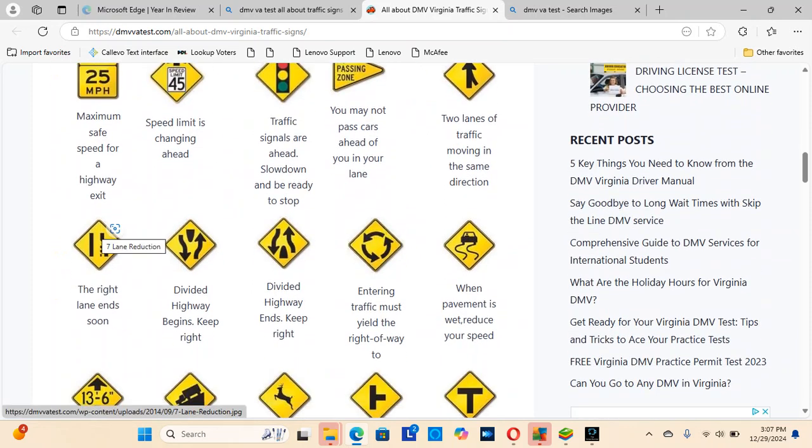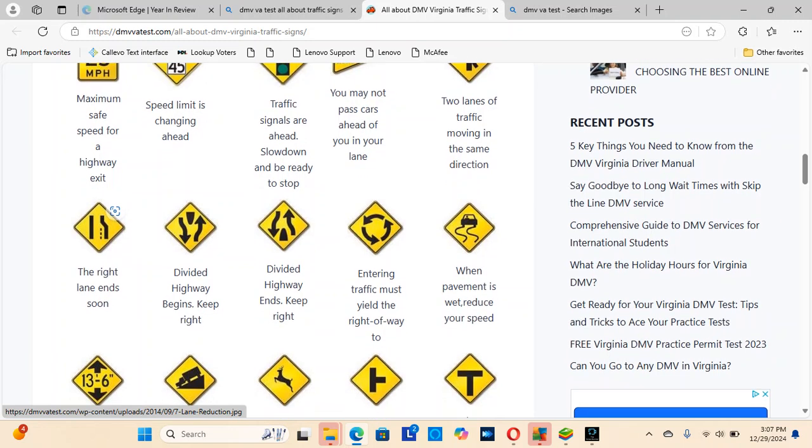This sign here shows you that the lane is closing on the right-hand side, so you need to shift to your left lane. This here shows you that the divided highway begins and that you have to stay on the right-hand side of the median. This here shows you that the divided highway ends and that you have to keep right. A lot of times the median will end and then you'll be side by side with oncoming traffic, so you have to be careful of that and slow down.